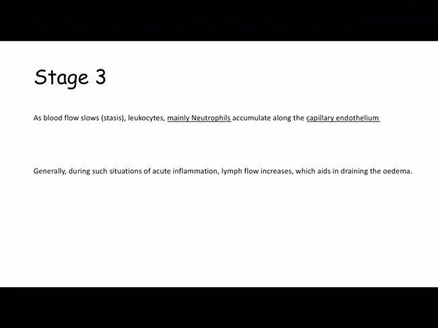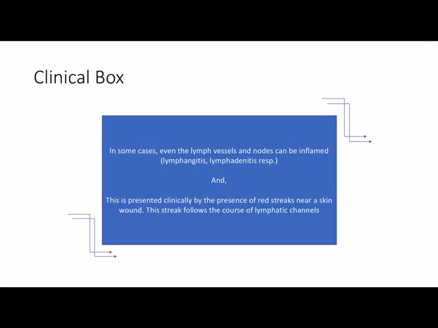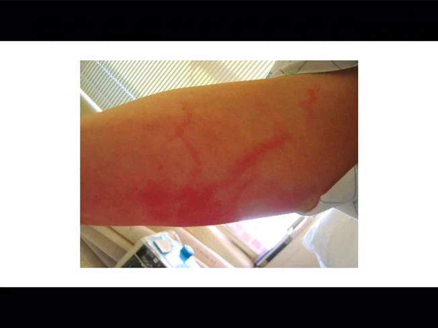During such situations of acute inflammation, lymph flow increases, which aids in draining of the edema. But many a time there is also inflammation of these lymph vessels. Now that they are inflamed, they no longer aid in draining of edema. There is a classical clinical representation of this phenomenon, which is presented by red streaks near the skin wound. These streaks follow the course of lymphatic channels. Here we can see how they are clinically represented.